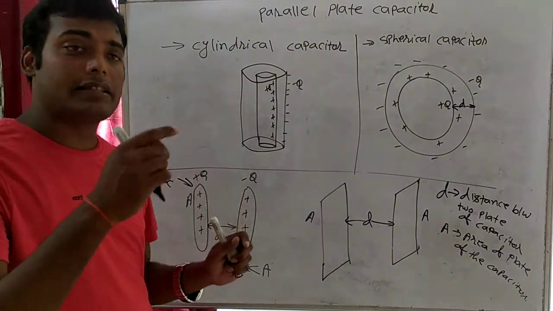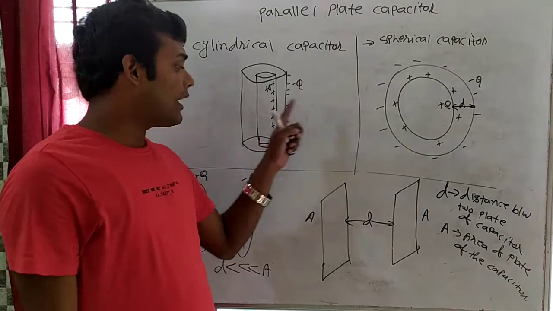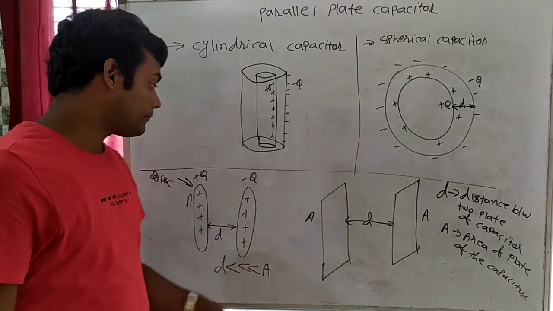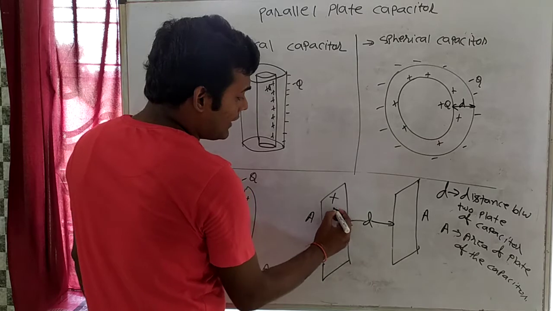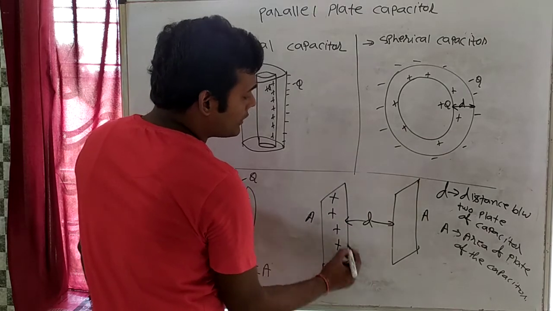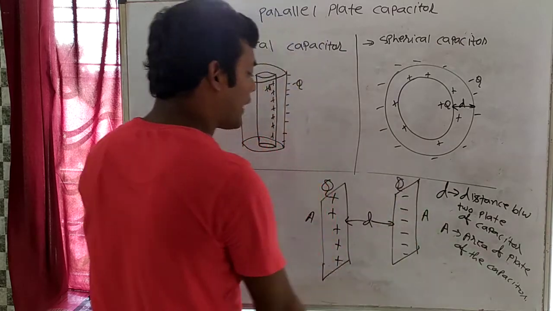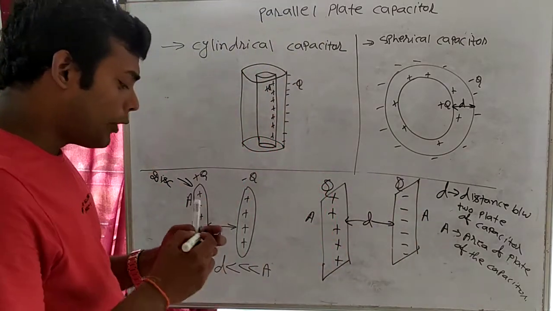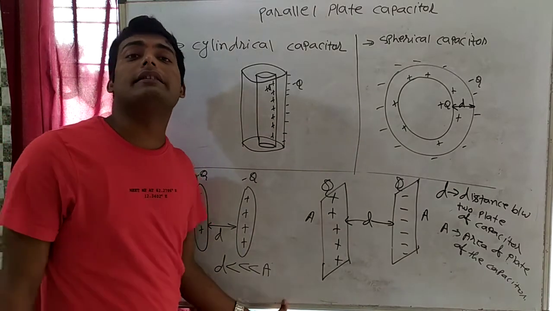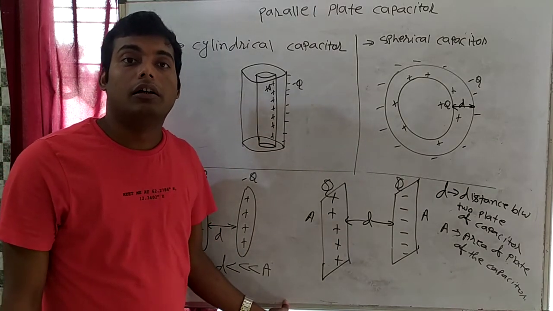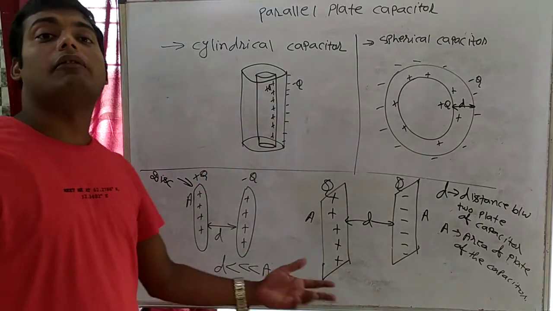So this can be in any shape. For example, this is a disc, this is a sphere, this is a cylinder, and this can be rectangular also. Let's say that there is plus Q charge here, and minus Q charge is here. So this is also a capacitor. The condition for a capacitor is that this small d should be very less than A. So your capacitor will work only when this condition is satisfied.